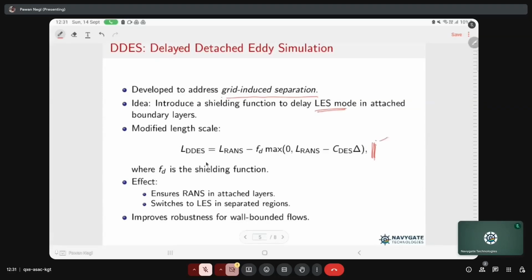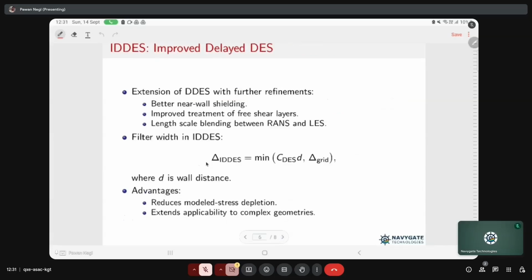This was the particular modified scale which was used to determine whether to switch or not, and then it improved the overall accuracy of a wall bounded flow. Then another improvement came, which is called improved delayed DES.